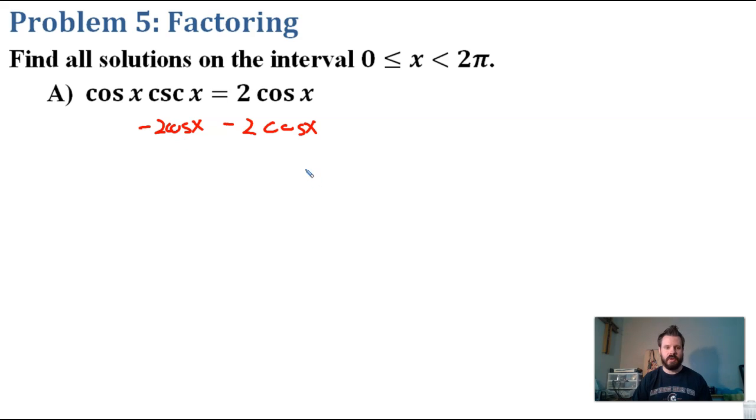Oops, missed my C. There we go. That's going to cancel the cosine x's out on the right. So we'll say equals 0 on the right. And then on the left, again, I can't combine the cosines and the cosecant, so all I can do for now is rewrite it as cosine x times cosecant x minus 2 cosine x.